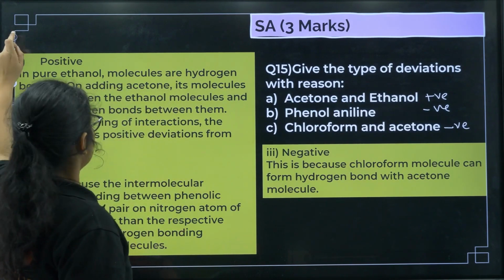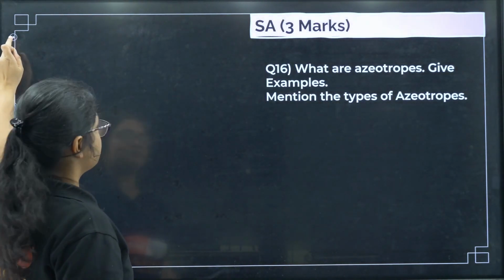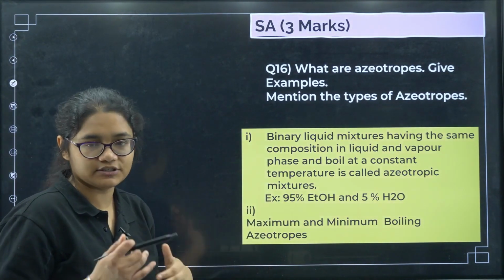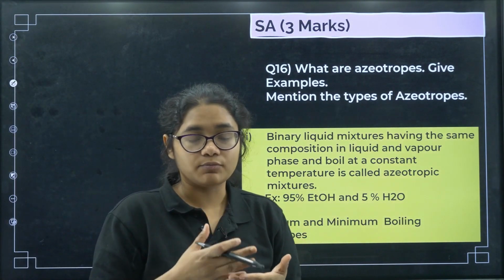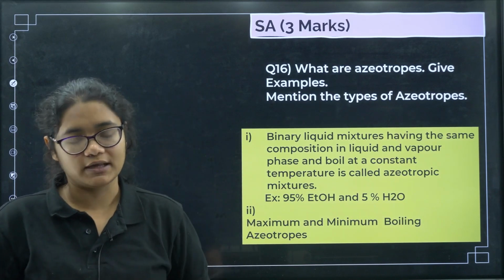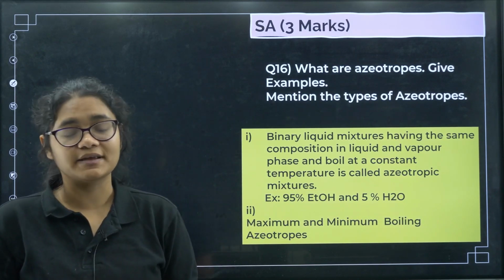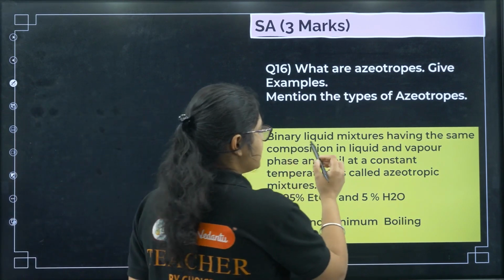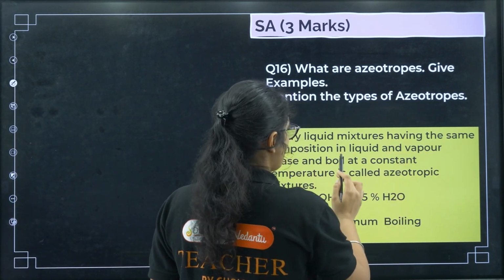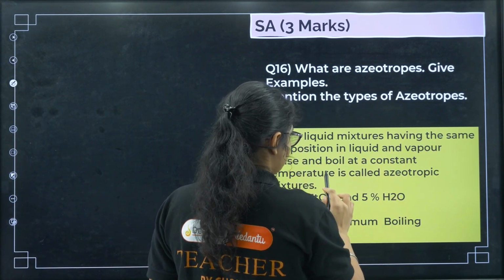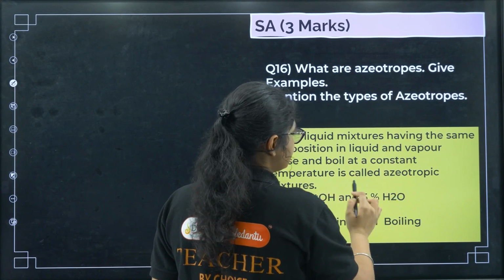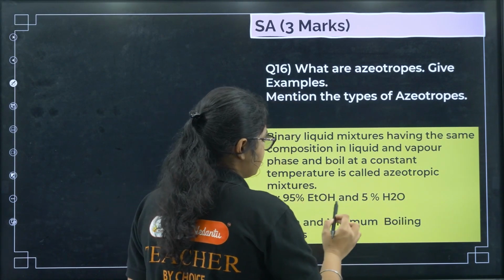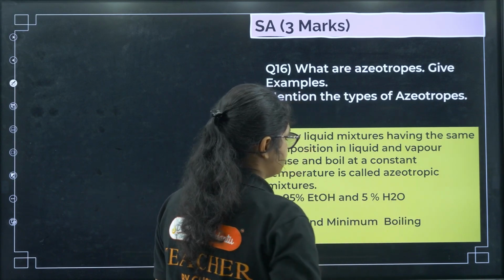Okay. Next, what are azeotropes? Give an example, mention the type of azeotropes. So those liquids which cannot be separated, which boil together, have a constant boiling point and cannot be separated by steam distillation is called as azeotropes, right? So binary liquid mixture having the same composition in the liquid and the vapor phase and boil at a constant temperature is called as your azeotropic mixture. Here we have 95% of ethanol and 5% of water.